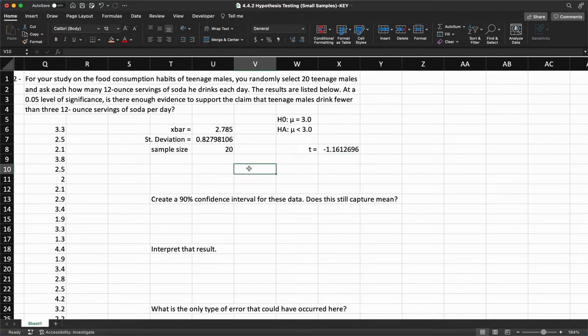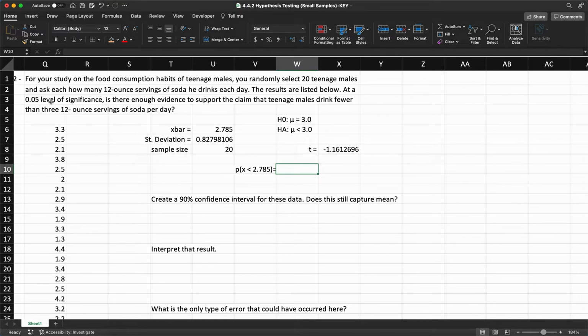So now I'm going to find the probability that x is less than 2.785. And if this probability is less than 0.05, that means it's probably not due to just the natural variation in sampling distributions. It's probably due to some other factor, and so we reject the null hypothesis. But if this comes out bigger, we fail to reject the null hypothesis.